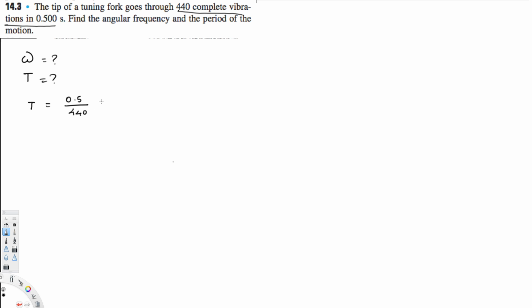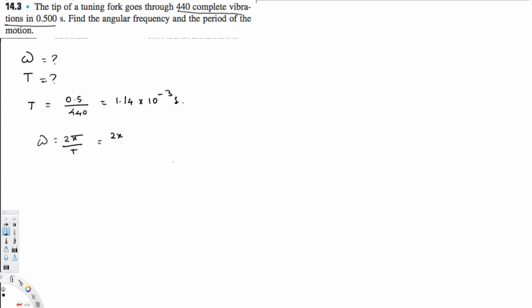So let's find it out. This gives us 1.14 times 10 to the power of minus 3 seconds. And that's going to be the period. And omega is going to be equal to 2 pi over T. We simply have to use this one to divide this 2 pi, and that gives us omega.